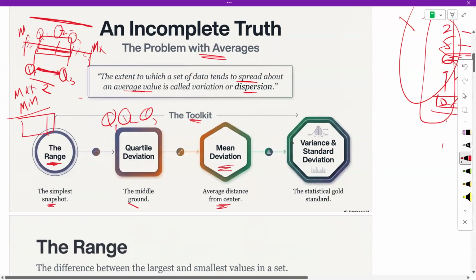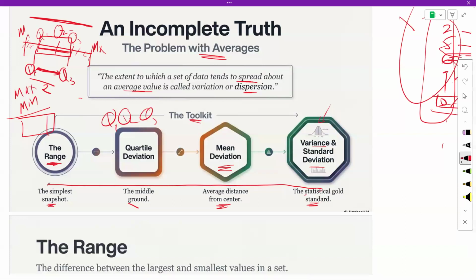And the variance, finally, variance and standard deviation. This is the gold standard in measuring variation, dispersion. The statistical gold standard. It gives a much more precise measure. So when you look from this end to this end, it's a continuum. The variation measure is far stronger here and far weaker here.